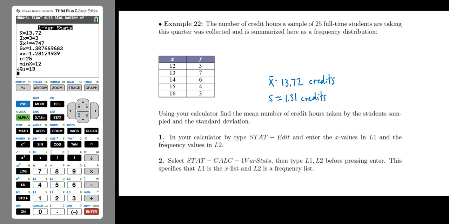And if I ever give you a frequency list, even if it's nice and short like this one, I'm fine with you just going straight to the calculator with that, even if it's not a very big list. Just don't want to take a lot of time doing all the manual calculations for standard deviation for a frequency list.